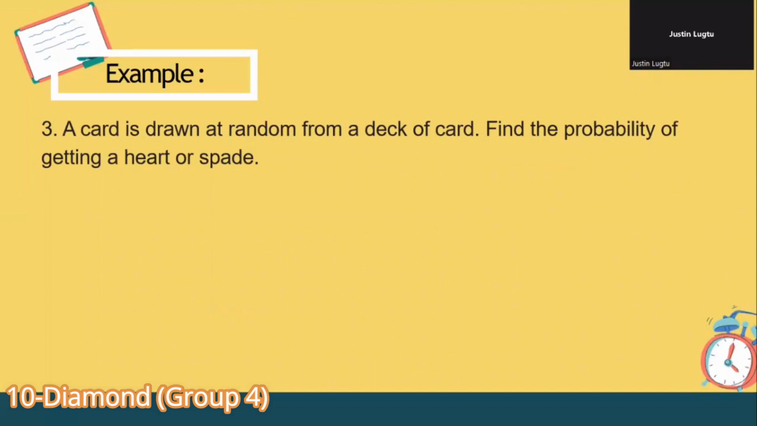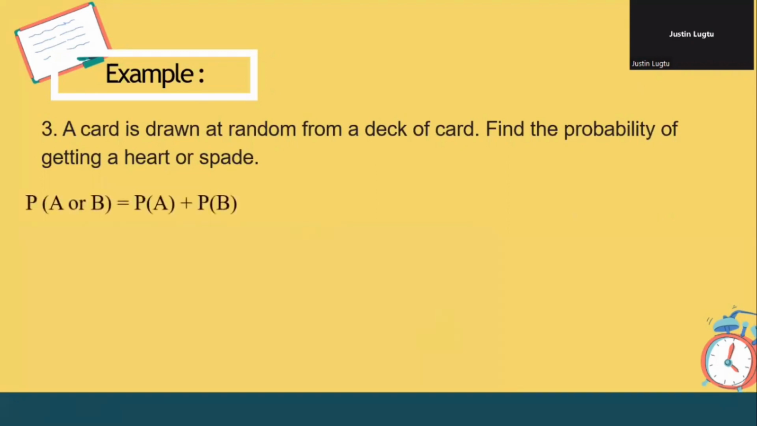Example 3. A card is drawn at random from a deck of cards. Find the probability of getting a heart or spade. The two events are: event A is getting a heart and event B is getting a spade. The possible outcomes of event A are 13 heart cards and the possible outcomes of event B are 13 spade cards.